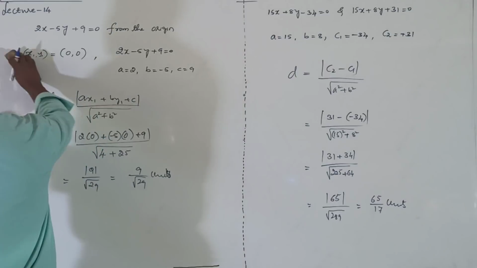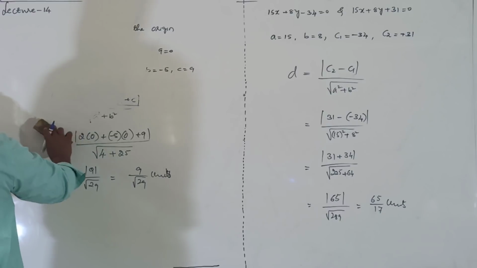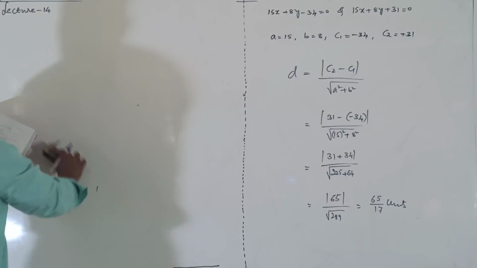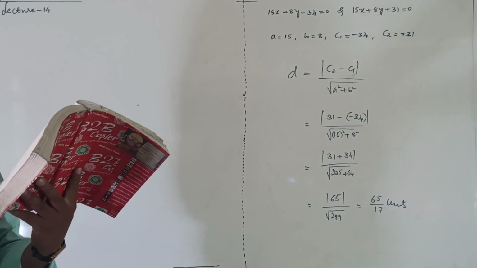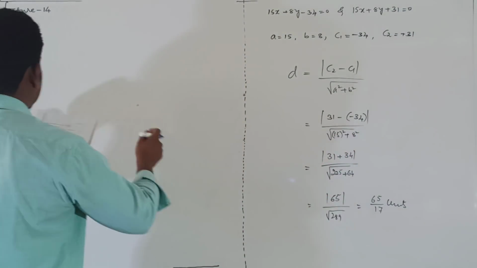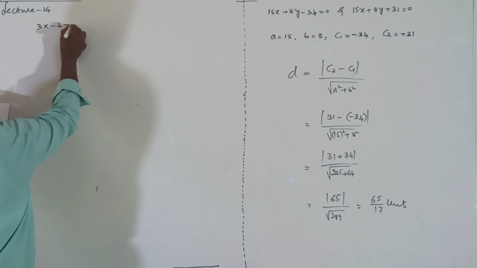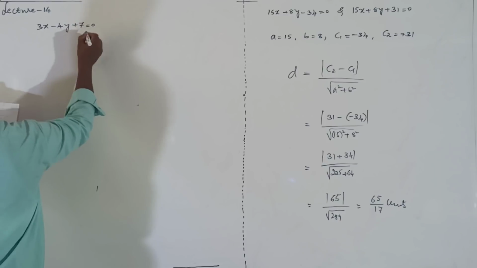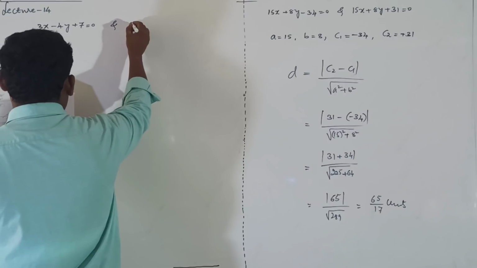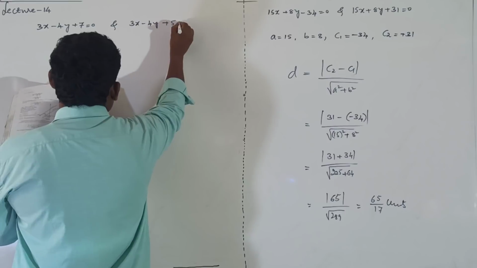Next problem. Find the distance between parallel lines. Find the distance between parallel lines 3x minus 4y plus 7 equal to 0 and 3x minus 4y plus 5 equal to 0.